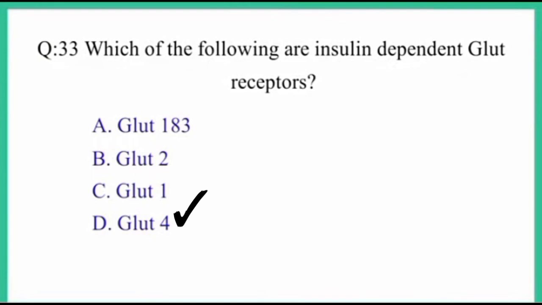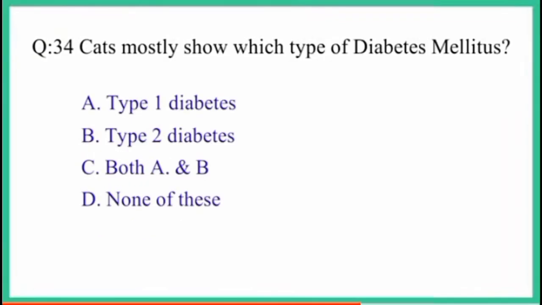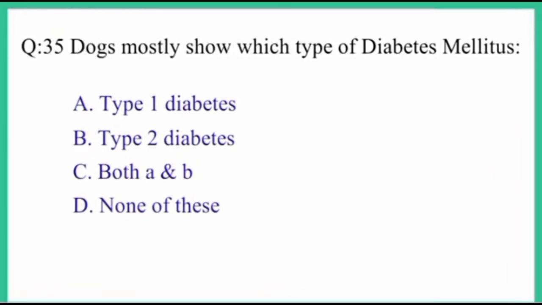Question number 34. Cats mostly show which type of diabetes mellitus? The right answer is option B. Question number 35. Dogs mostly show which type of diabetes mellitus? The right answer is option A.